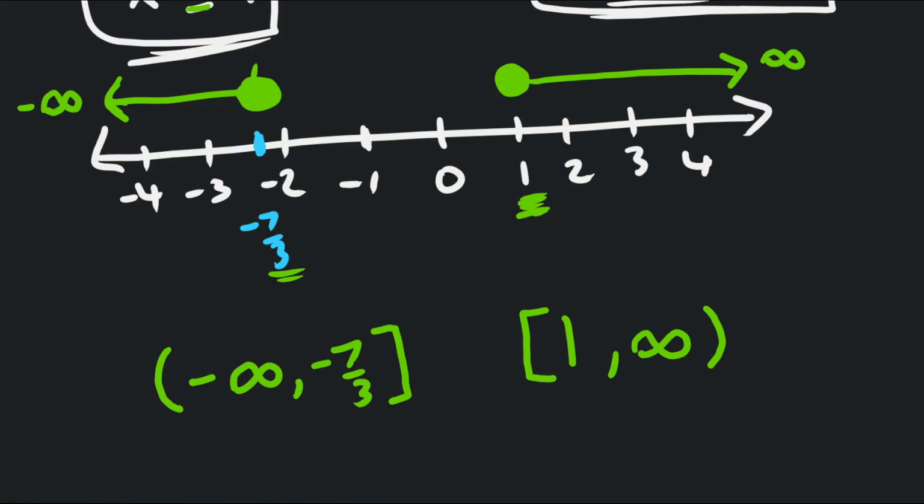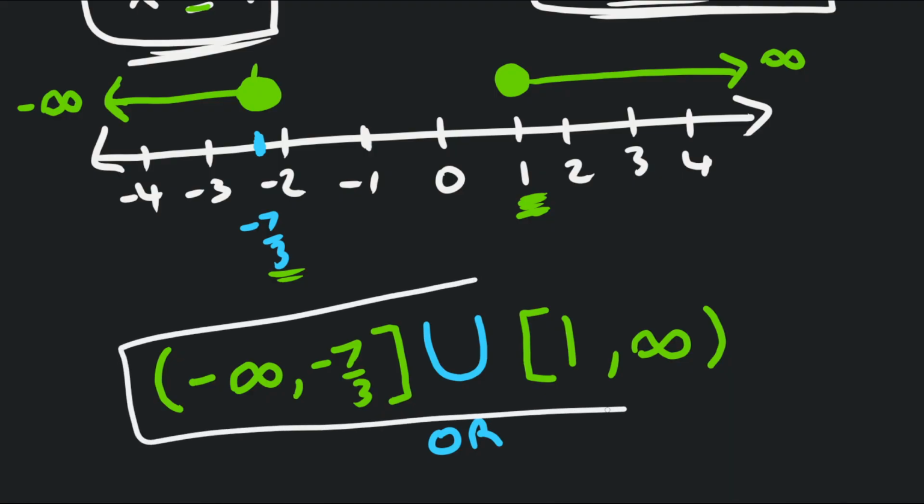Great, so one more thing. We are going to connect these two interval notations because both of them are included in our solution set. We are going to use this really large U symbol. This means or. So what this means is our solution set is between negative infinity and negative 7/3, or it's between 1 and infinity. So that is how we write down our solution set using interval notation.